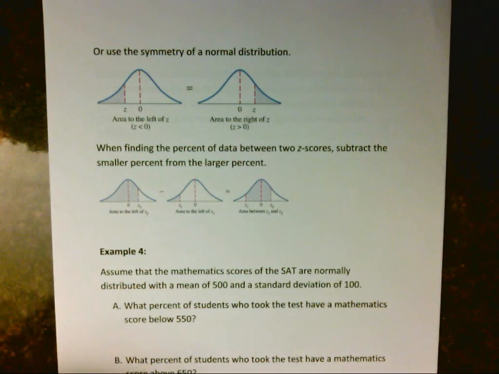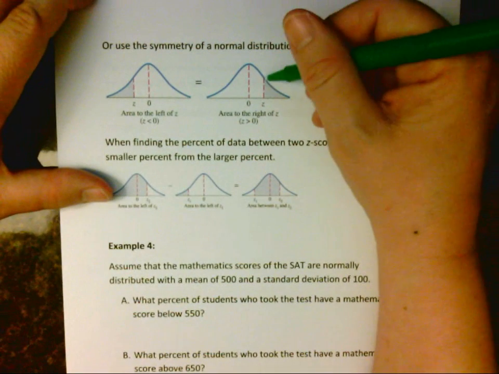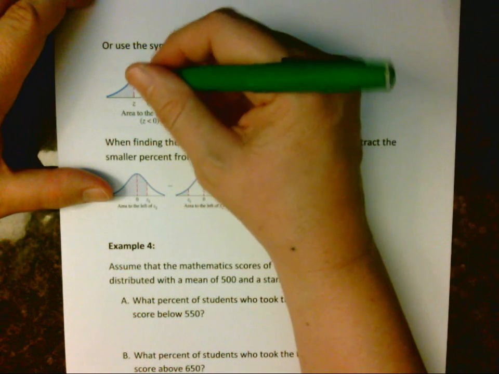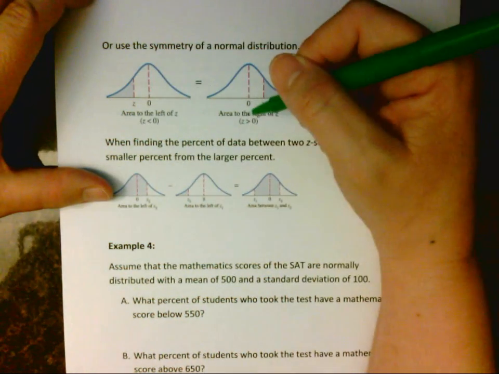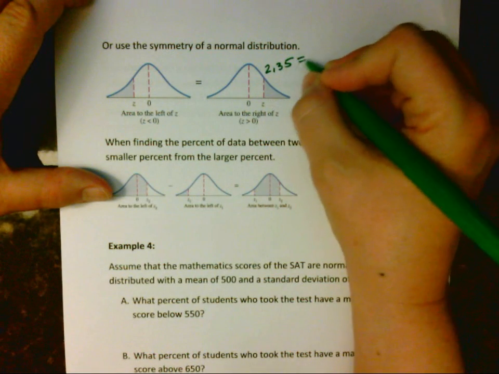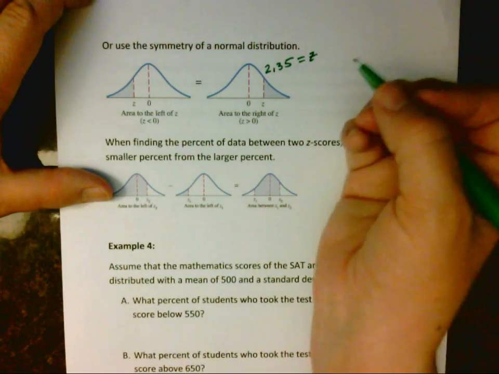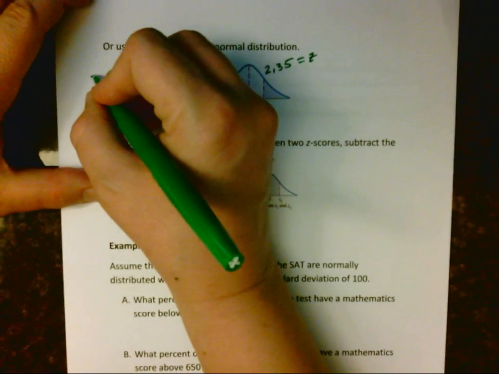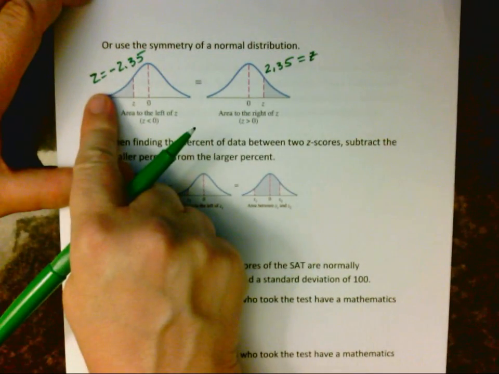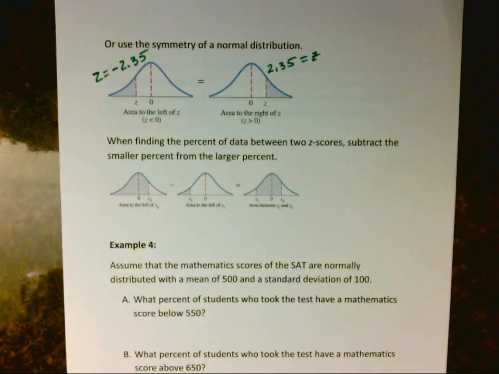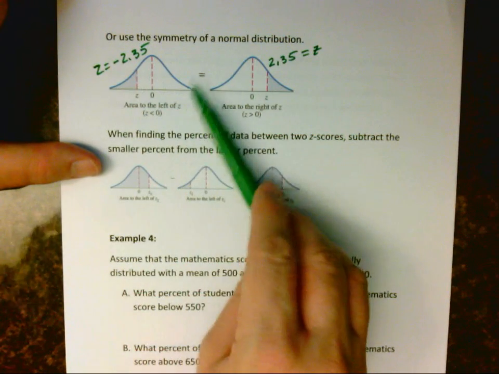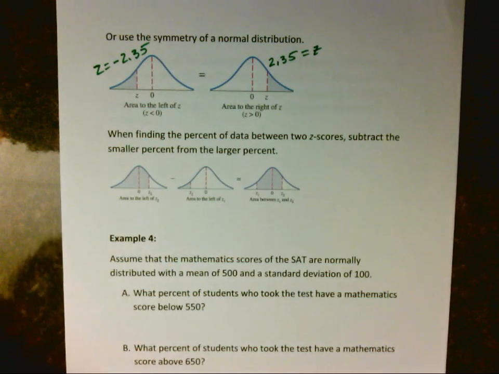You can use symmetry. If the cutoff is over here and you want what's above it, that would be the same as looking at a negative z-value, the same negative z. So suppose this was a 2.35 z-value. We could actually use the table by looking up z equals negative 2.35, because the area below this will be the same as the area above the positive. And if that doesn't make sense to you, do it the other way and take the 100% and subtract the part that you don't want.